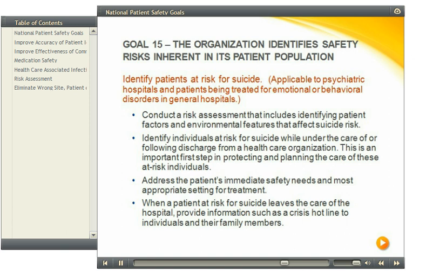Identify individuals at risk for suicide while under the care of or following discharge from a healthcare organization. This is an important first step in protecting and planning the care of these at-risk individuals. Address the patient's immediate safety needs and most appropriate setting for treatment. When a patient at risk for suicide leaves the care of the hospital, provide information such as a crisis hotline to individuals and their family members.